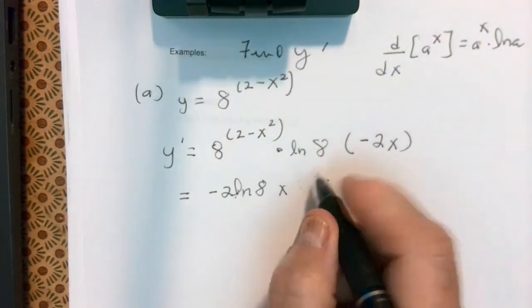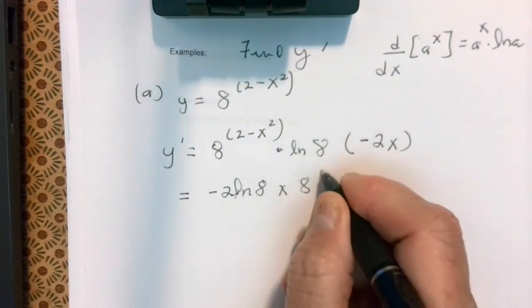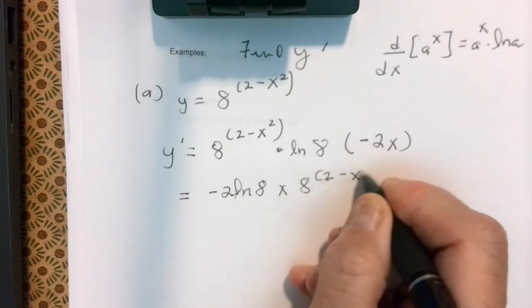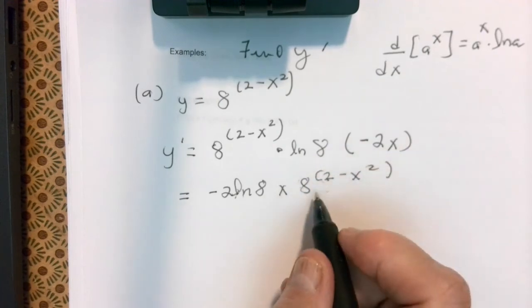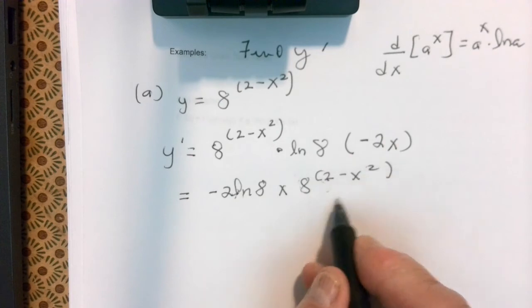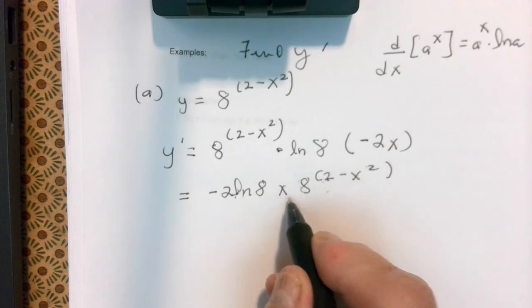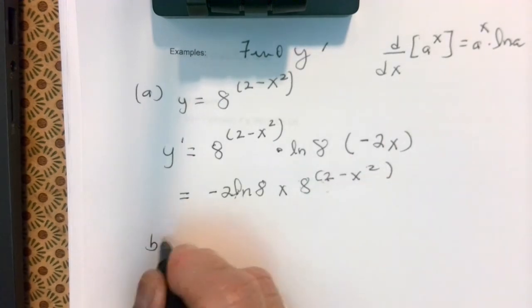Then you can write the 8 raised to the 2 minus x squared. Okay. That's it. Okay, let's look at another one.